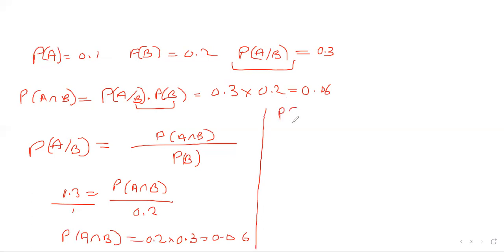Then we go to the union set. This one is the most faithful formula. A union B, we said is to add, is to unite. So probability of A plus probability of B minus the intersection of A and B.